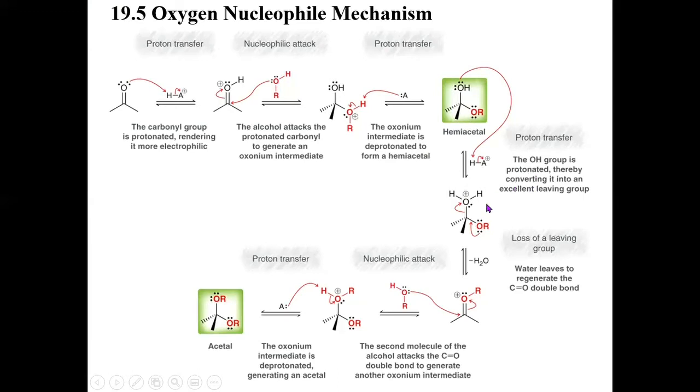Another proton transfer protonates this OH group, and then we produce this intermediate. This oxygen from the same acetal can form a double bond, and then the water leaves, producing this intermediate. Now we have another nucleophilic attack, from the alcohol attacking this carbonyl carbon, producing this intermediate, and then finally another proton transfer gives this acetal.